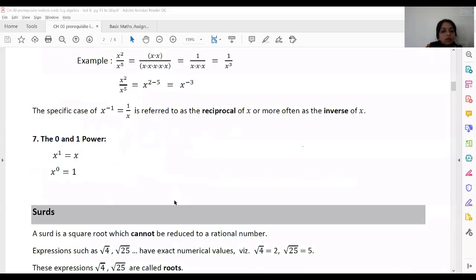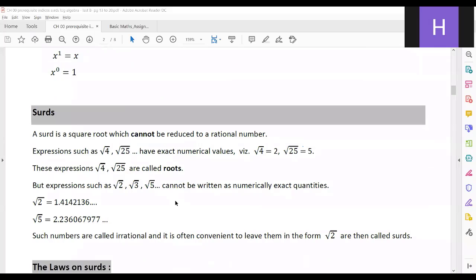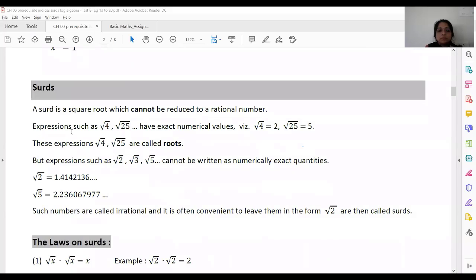Right? Now, tell me, what is a surd? A surd is an expression that maybe includes square root, cube root, or maybe other roots. Right.